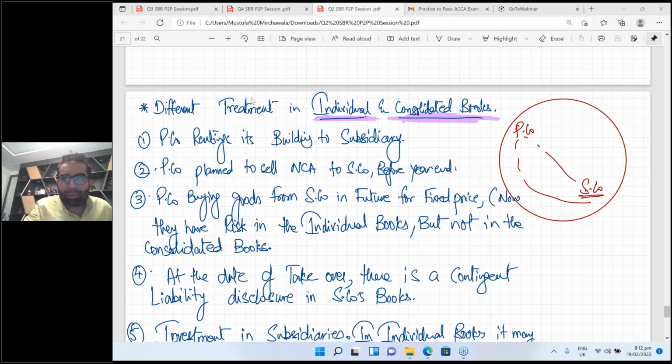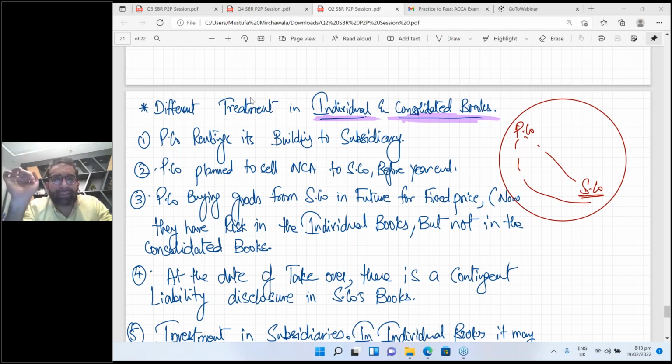Okay, now next, this is very routine. The fourth point is related to what we teach in the F7 FR level. You all know that when a parent company acquires S company, the parent company brings everything of S company to fair value. Remember, right?